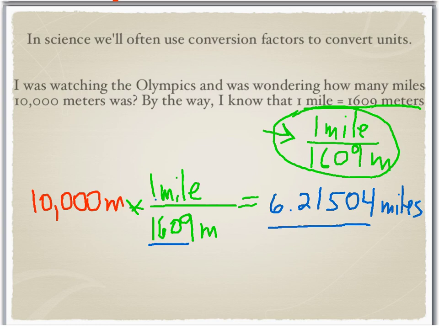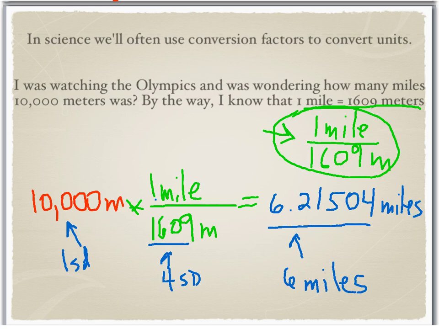The problem here are significant digits. Look at the numbers we used to get that answer. This one only has 1 sig dig. This one has 4 sig digs. And so our answer here needs to be rounded to 1 sig dig, so really the answer should just be expressed as 6 miles.